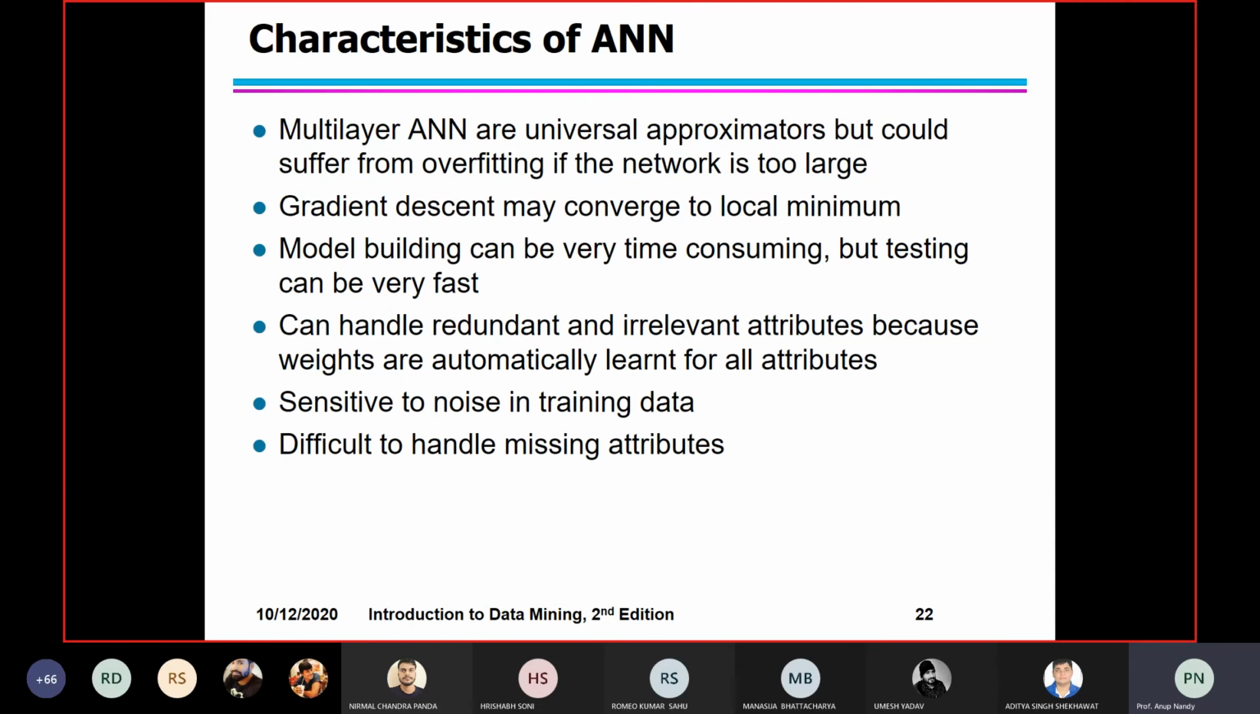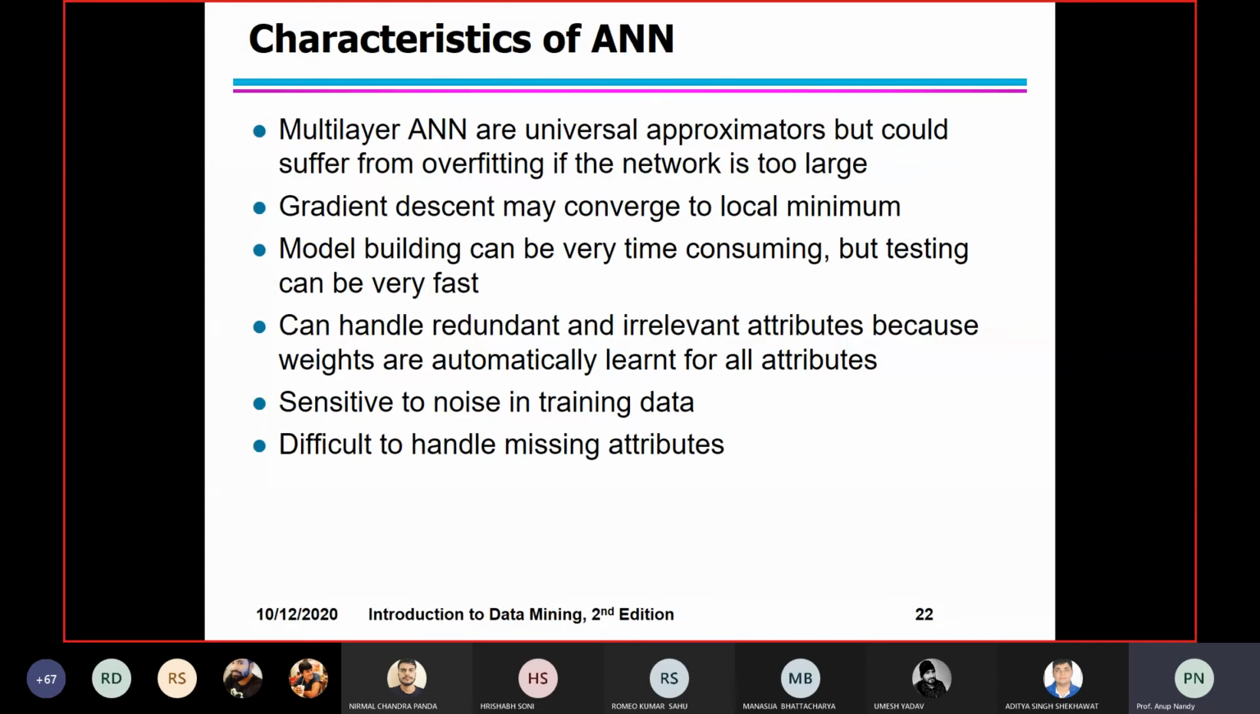So these are the characteristics of ANN. Multilayer ANNs are universal approximators but could suffer from the overfitting problem. There is overfitting and there is also underfitting. When bias is small and variance is large, there is overfitting. When bias is large and variance is small, there is underfitting.